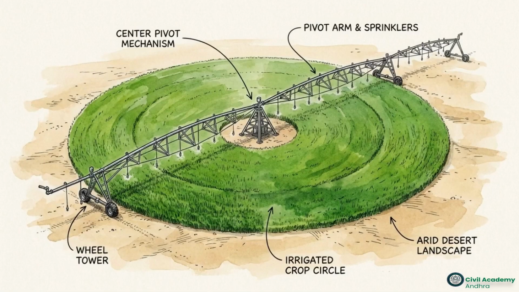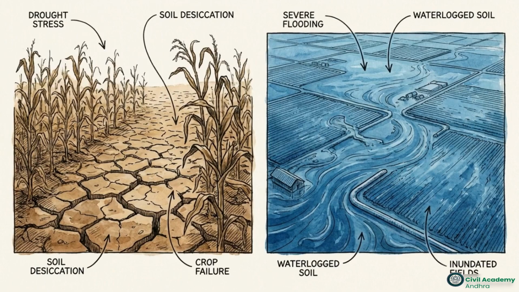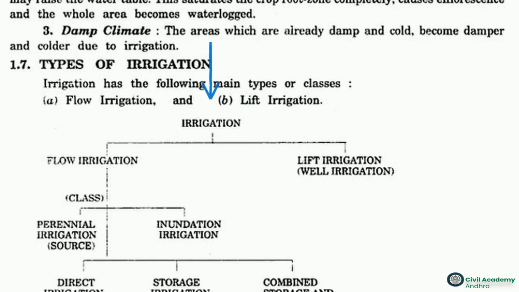Irrigation engineering is the design of regional economic lifelines. If mathematical tolerances are wrong, crops die from drought, or entire landscapes are ruined by flooding. This flowchart breaks down the highest level of irrigation systems. We divide the entire field into two classes: flow irrigation, where water moves naturally by gravity, and lift irrigation, where it must be pumped mechanically.